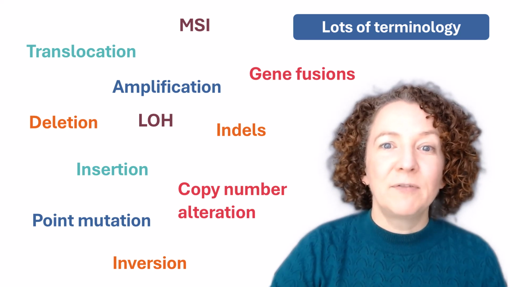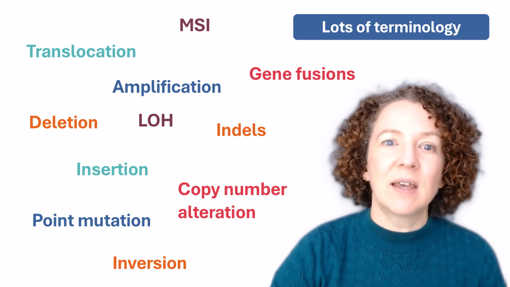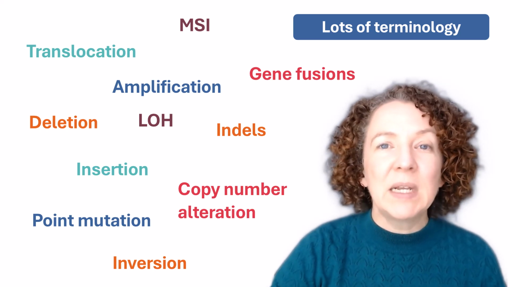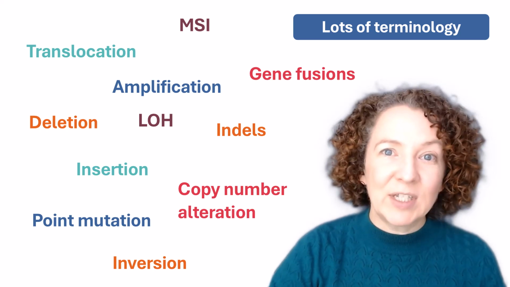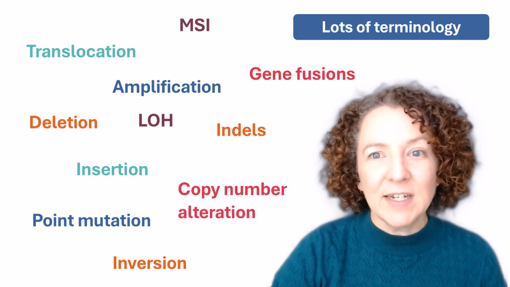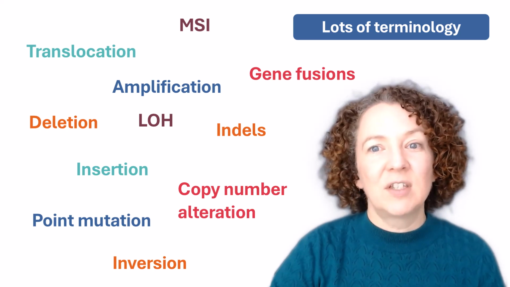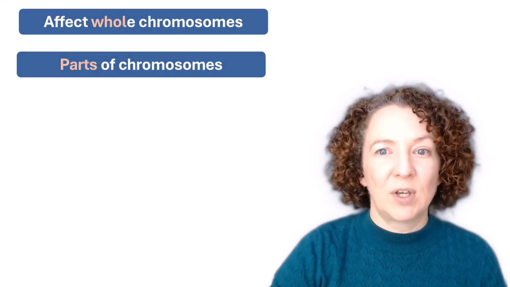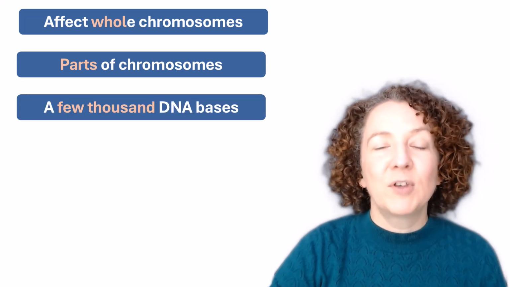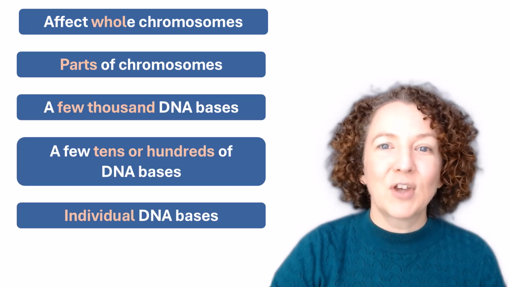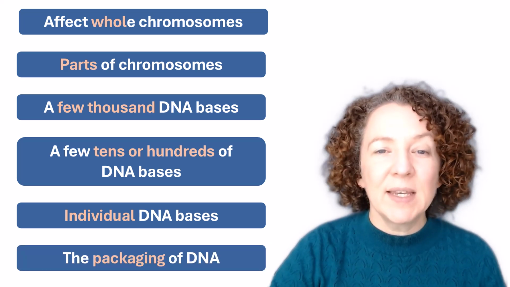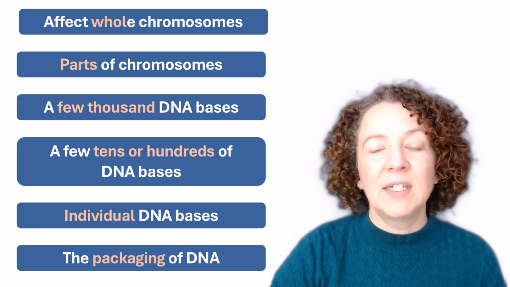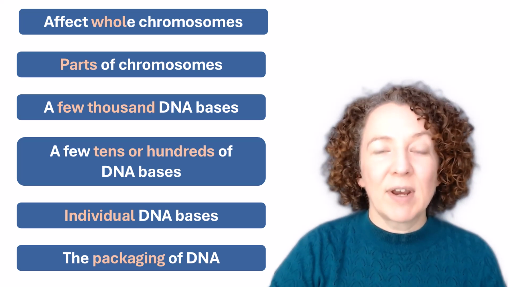They use words like fusion, deletion, amplification, indels, and terms like microsatellite instability or MSI, or loss of heterozygosity, LOH. Now, I'm not going to go into all this terminology now, I'll leave that for other videos, but I will say that some kinds of mutations affect whole chromosomes or parts of chromosomes. Some only affect a few thousand or a few hundred DNA bases, and some affect only one. There are even changes to DNA that don't affect the order of the DNA bases, but instead affect the way the DNA is packaged up. I'll illustrate a few of these different types of mutation now.